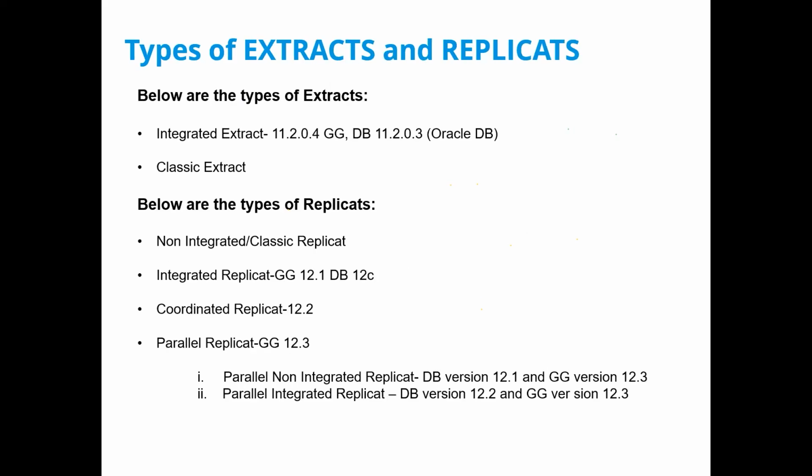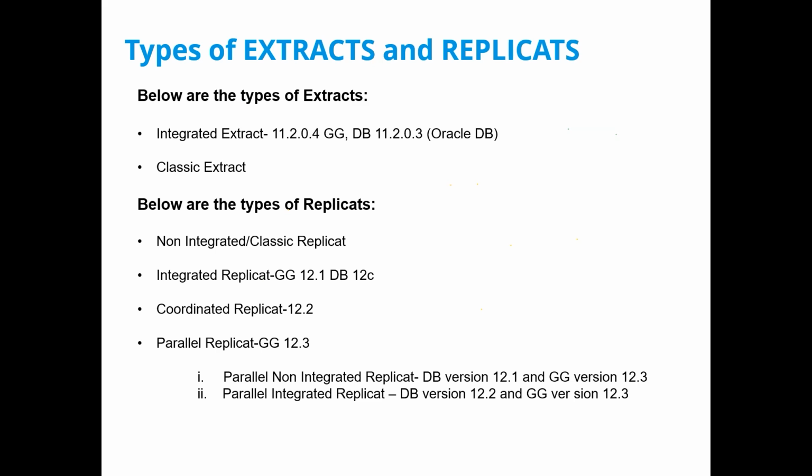In GoldenGate, there are different types of extracts and replicates, which you will understand in the next session when we discuss the architecture of GoldenGate. So how is GoldenGate able to capture the data from transaction logs and write it to the replicate process? The answer is that GoldenGate either captures or receives the changes from the transaction logs. That GoldenGate process is called extract. And how is GoldenGate able to apply the data on the target database? Using the replicate process. These are the two types of processes you have in your GoldenGate environment.